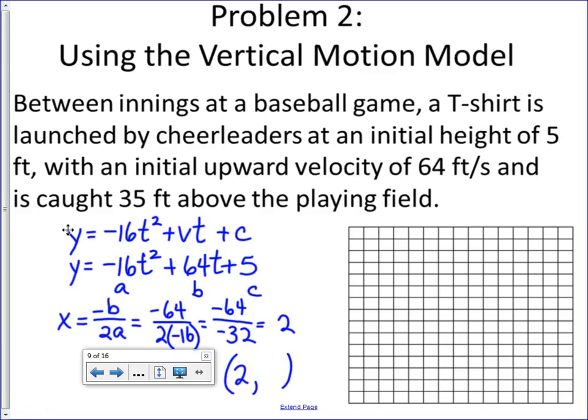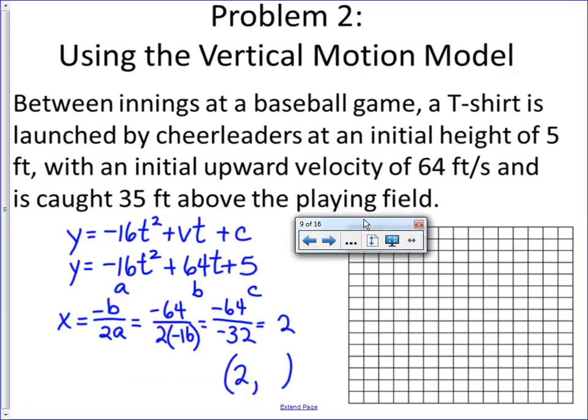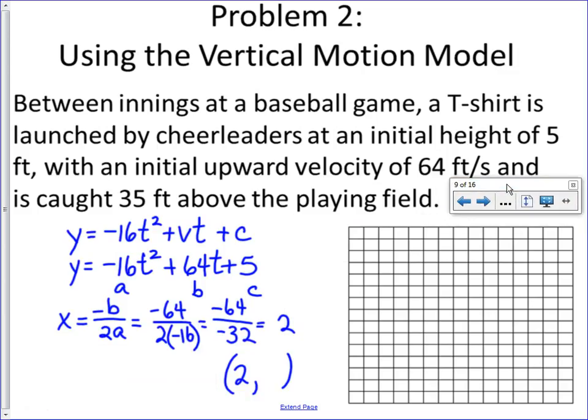Now, the next thing that we want to do is, I'm going to move this up and out of the way, we want to find the y-coordinate of our vertex. So we're going to go back and we're going to put 2 in for the number of seconds. All right, so I'm going to write it up here. I don't have a lot of room here. We've got y equals negative 16 times 2 squared plus 64 times 2 plus 5.